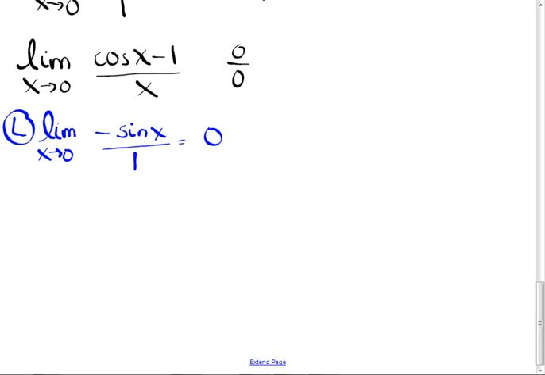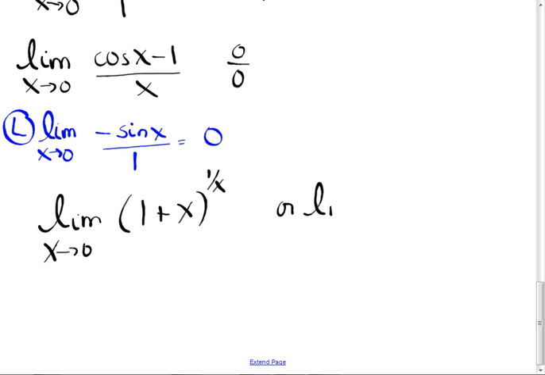Now for the real challenge, and you need to memorize this one. The limit as x goes to 0 of 1 plus x to the 1 over x. Another form of it is this. It's the limit as h goes to infinity of 1 plus 1 over h to the h. Girls, we don't have time for that. Alexis, do you know what that is? Does anybody remember that one?